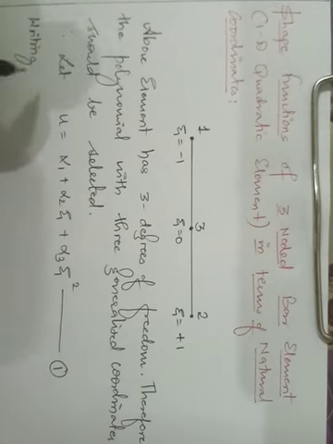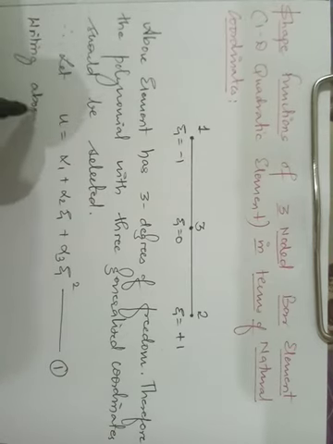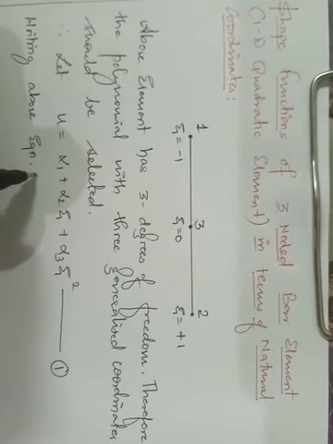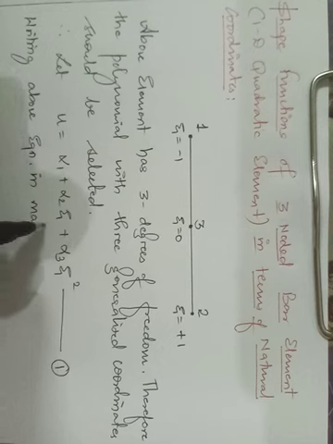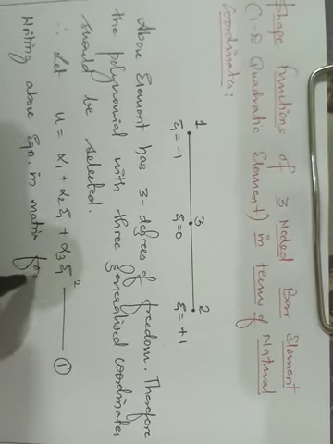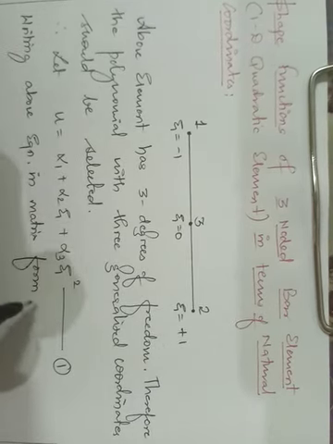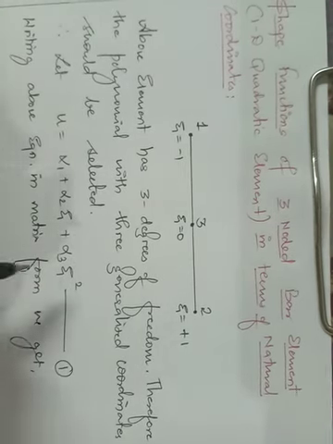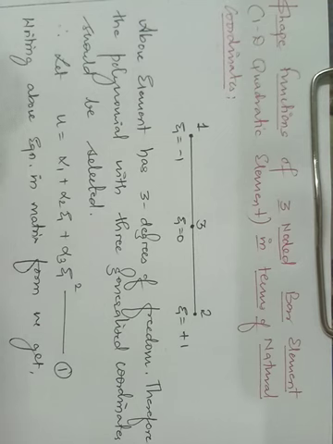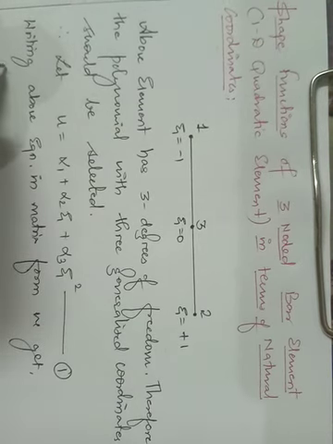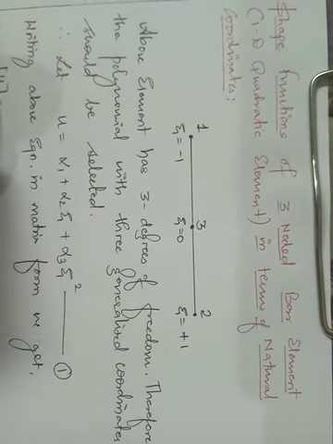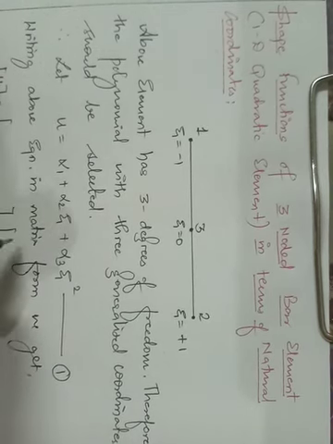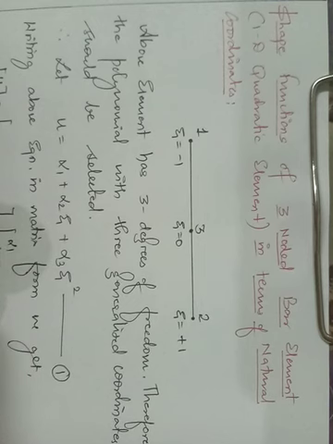Right, so once you consider this, the next thing is writing the above equation in matrix form. So this equation 1 I am going to write in matrix form. So I can write it as U matrix is equal to, I told you it is very important, alpha 1 alpha 2 alpha 3.